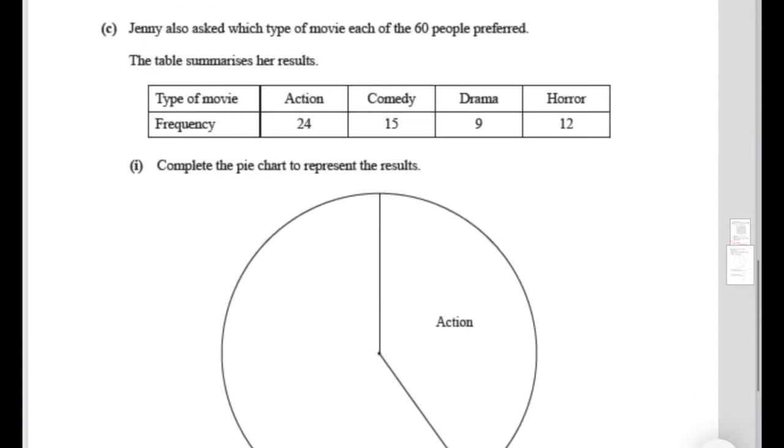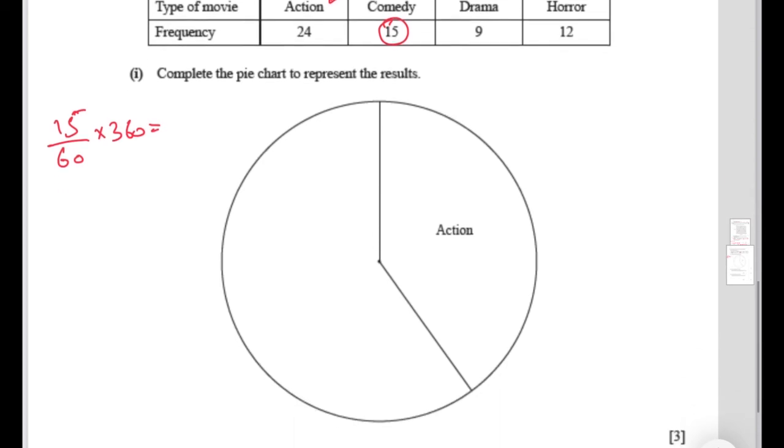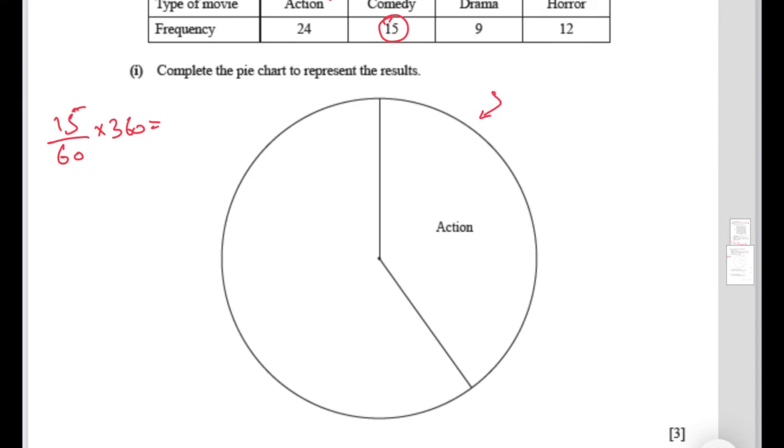Okay, so they've already given us the pie for action in this pie chart. So let's find it for comedy. In order to find it for comedy, first you need to look at this number and make it the numerator, and the denominator would be 60, and multiply it by 360. Why do we have to do that? Because we are looking for the correct angle, because this diagram over here is drawn to scale.